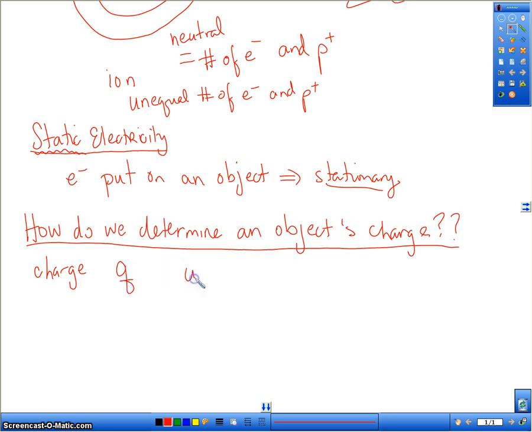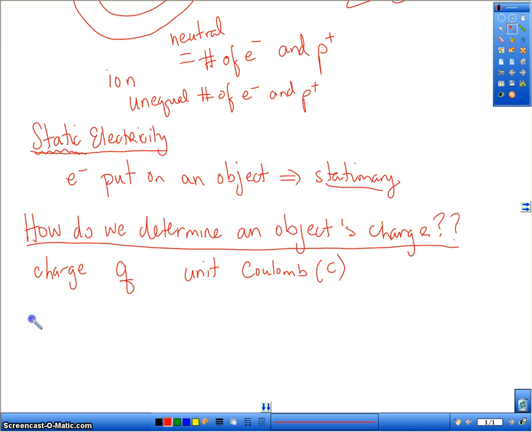And the unit is a unit you haven't seen before. It's called a coulomb. At least you haven't seen it in my class. You might have seen it in chemistry. The symbol we're going to use for coulomb is a C. So all charges are going to be denoted by the letter Q, and their units are going to be in coulombs, which is the letter C.